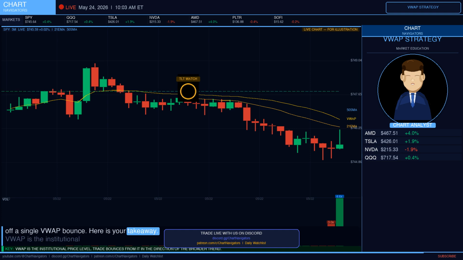Here is your takeaway. VWAP is the institutional price level. Trade bounces from it in the direction of the broader trend.